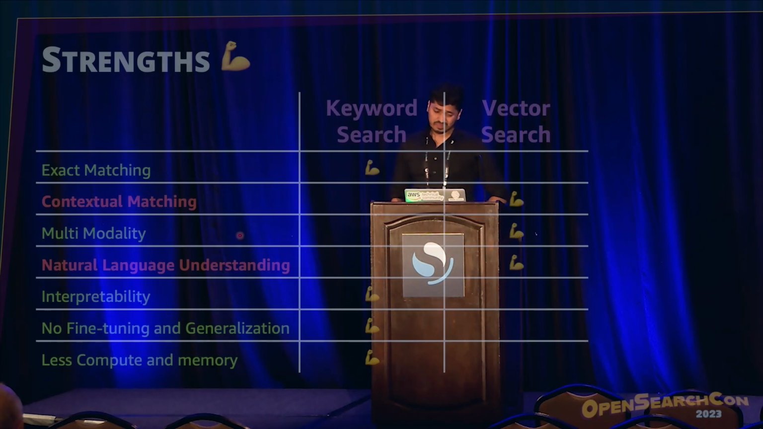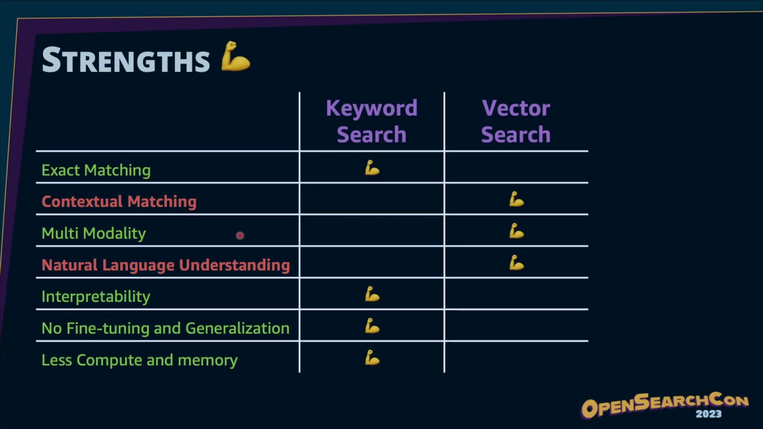So having talked about the basics, on a very high level, we just covered how sparse retrieval and the dense retrieval is working. So now let's understand the strengths of both the retrievers in terms of what works good compared to each other. First, keyword search is the best for exact matching.